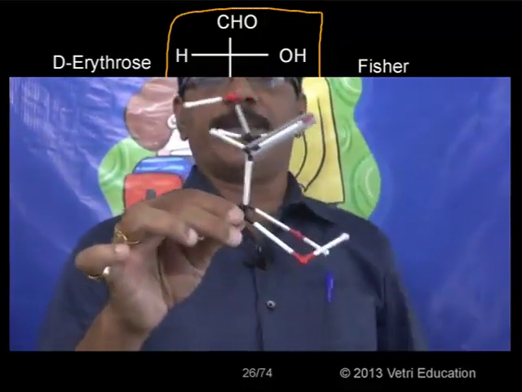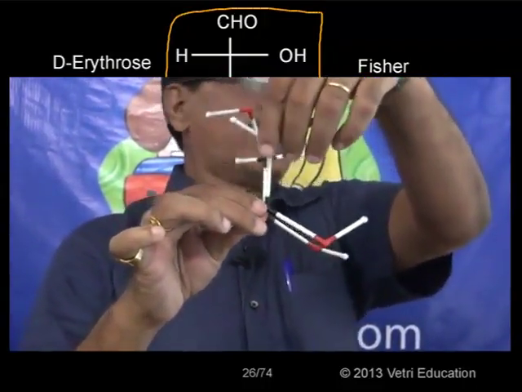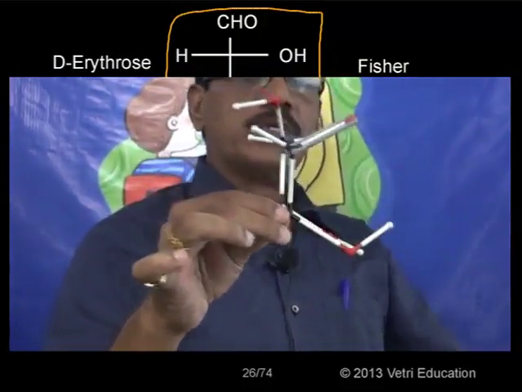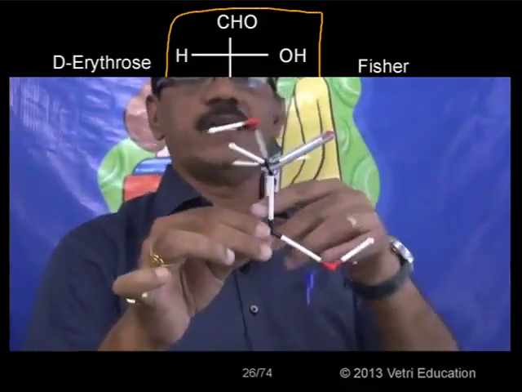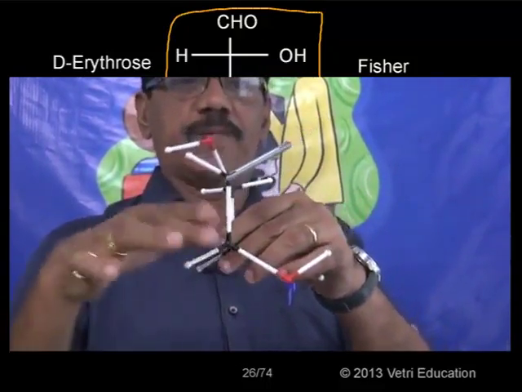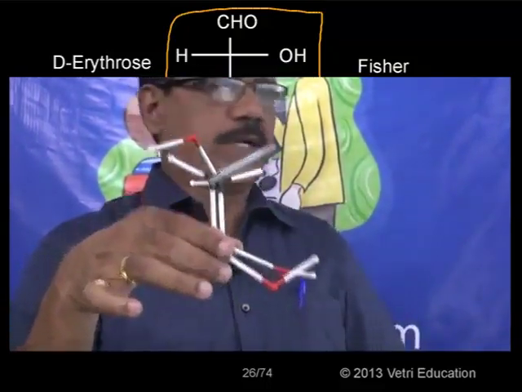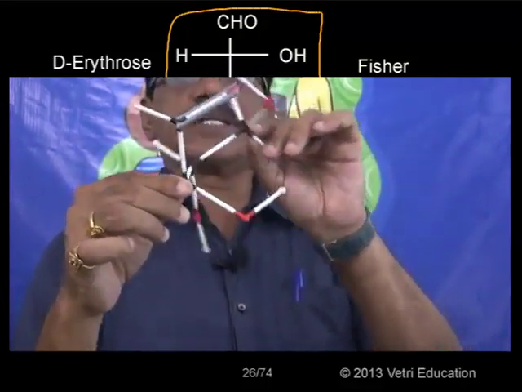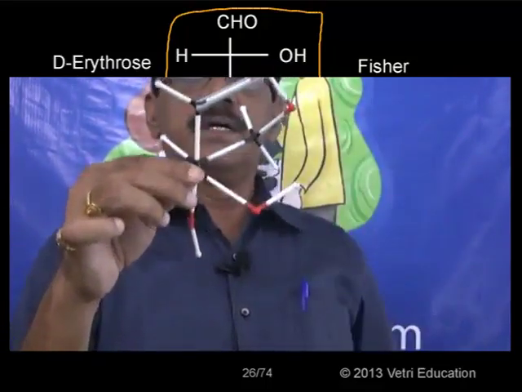Can you see, this is structure 1. CHO and CH2OH are facing each other. OH and OH facing each other, H and H facing each other. This is eclipsed. Now I am going to rotate clockwise, see structure 2. This is structure 2. Kindly follow me.